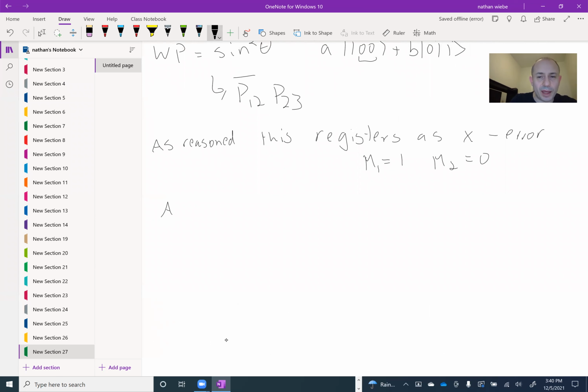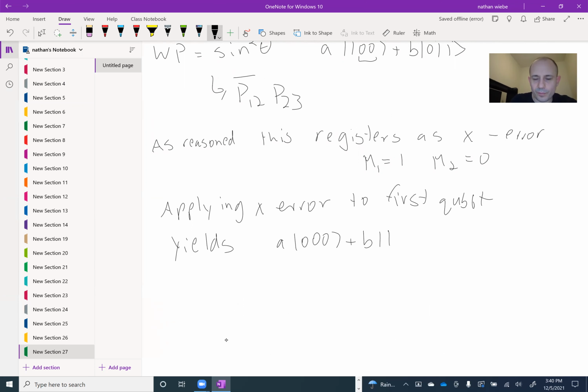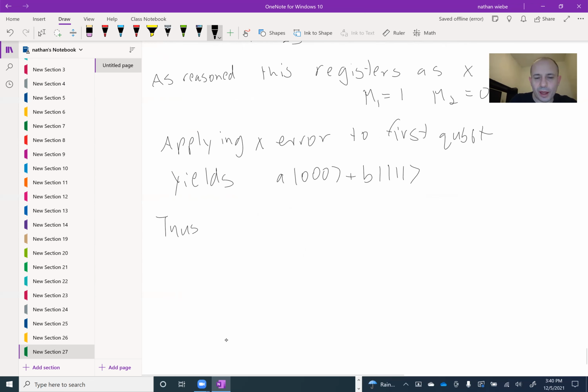And so applying an X error to the first qubit yields A 000 plus B 111. And thus, actually, it's not just Bitflip errors. Thus, we can correct any e to the negative iXθ that we want. Okay, that's great. So we can actually do a fractional X gate as well. So quantum error correction can deal with a fractional Bitflip.